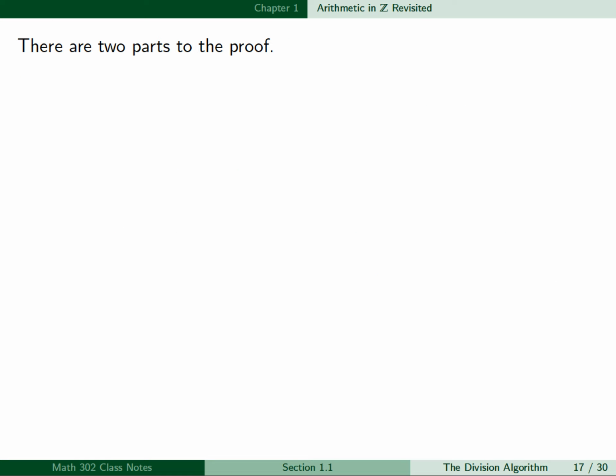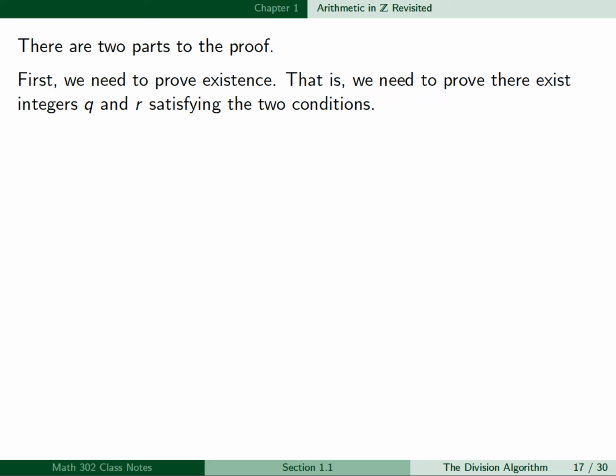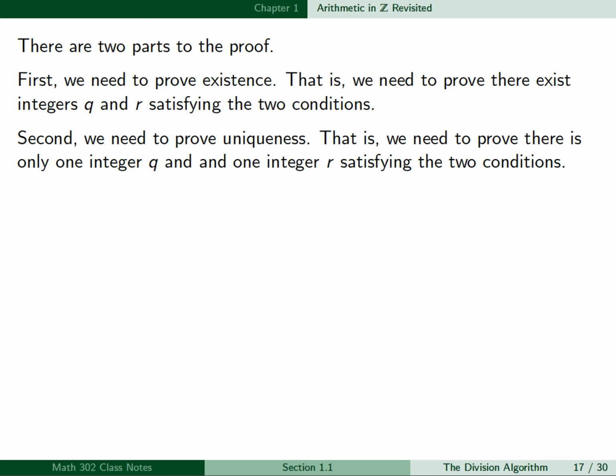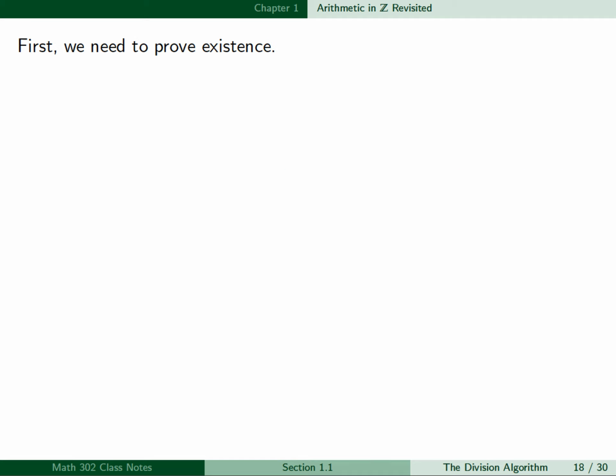Now there are two parts to the proof. First, we need to prove existence. That is, we need to prove that there exist integers q and r satisfying the two conditions. Second, we need to prove uniqueness. That is, we need to prove that there is only one integer q and one integer r satisfying the two conditions. So we'll start with the existence proof.